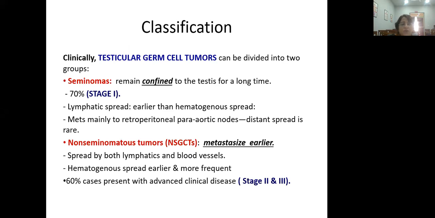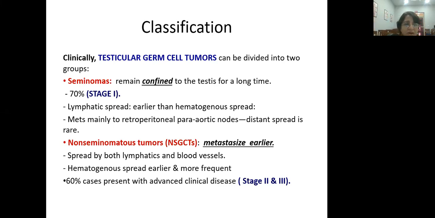Regarding the classification, we can divide the testicular tumors into two categories. Ye bhi pehle bhi maine bataya, seminomas and non-seminomatous germ cell tumors. The seminomas, they usually remain confined to the testes for a longer duration of time, and they are usually detected when they are at stage 1. Stage 1 wo hoti hai when the tumor is confined to the testes, and 70% cases of seminomas usually are in stage 1, and lymphatic spread is much more common as compared to the hematogenous spread regarding the seminoma. And metastatic spread usually occurs to the para-aortic retroperitoneal lymph nodes, and distant spread is usually rare.